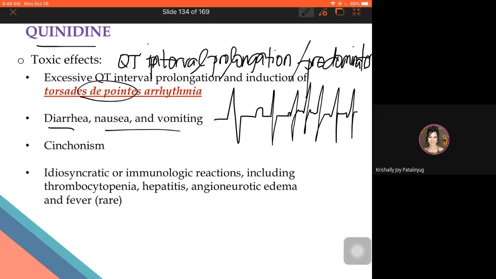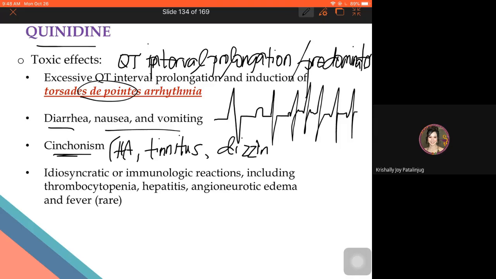And as a drug, recall that quinidine is derived from a plant, cinchona. Thus, it may cause a condition called cinchonism, that is characterized with the following clinical manifestations. Example, headache, tinnitus. Yung tinnitus, yan yung ringing sensation in the ears that you yourself can only hear. And then, dizziness as well. Again, ang cinchonism, common clinical manifestation is headache, tinnitus, and also dizziness.